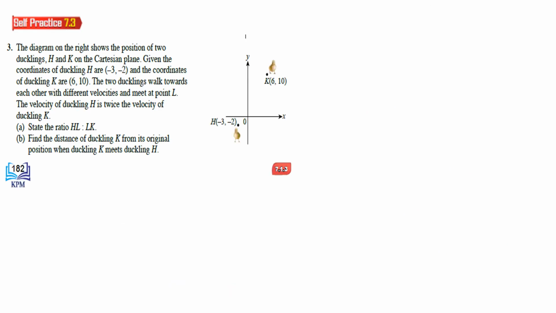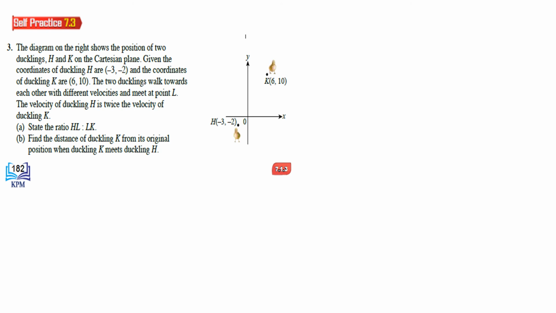Okay, we move on. I will discuss one more question with you, which is self-practice 7.3. What you need to copy for the question is the diagram. You copy this diagram. The duckling is up to you, no need also can. What is important is the coordinate of H and the K.